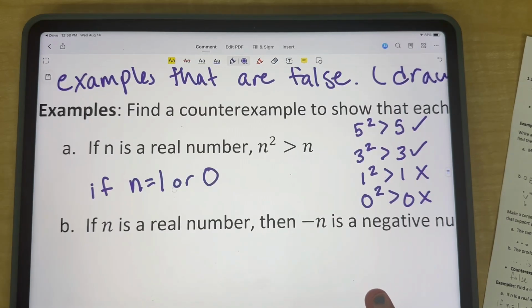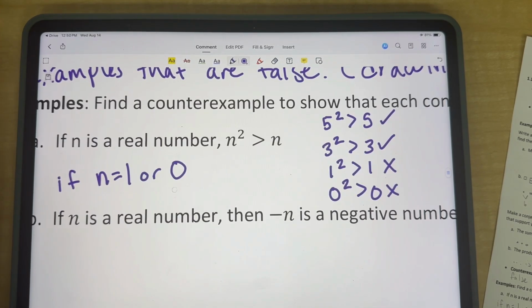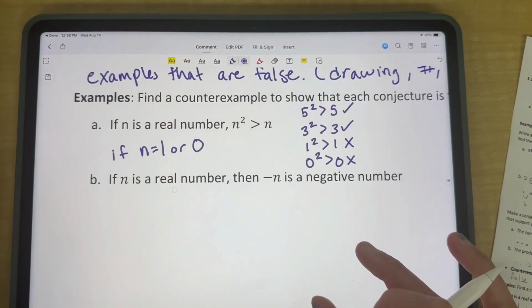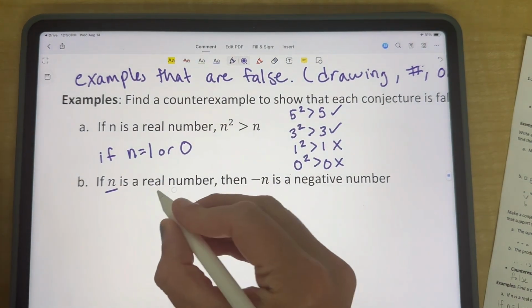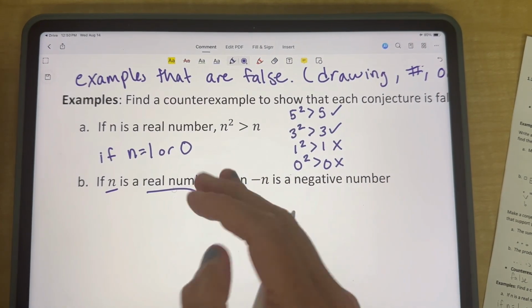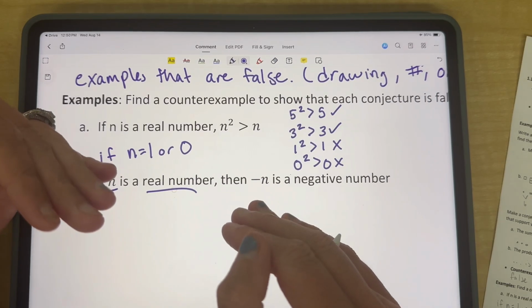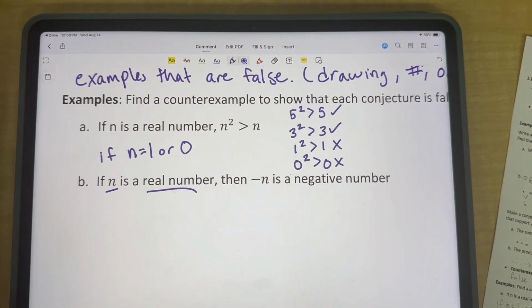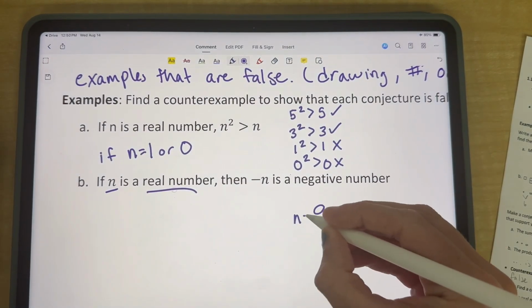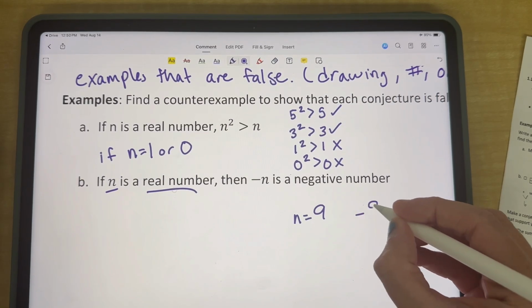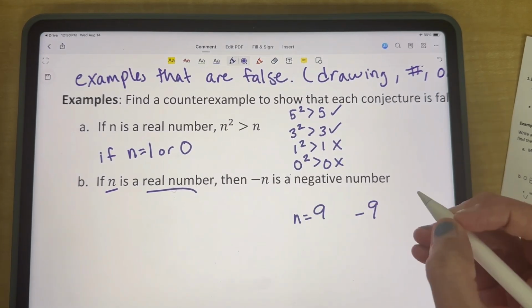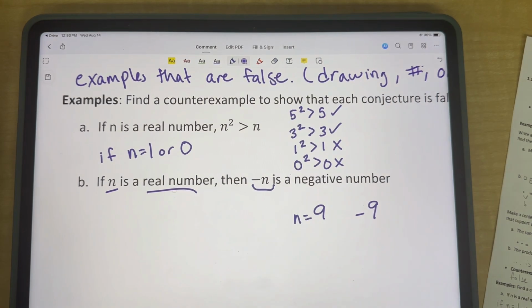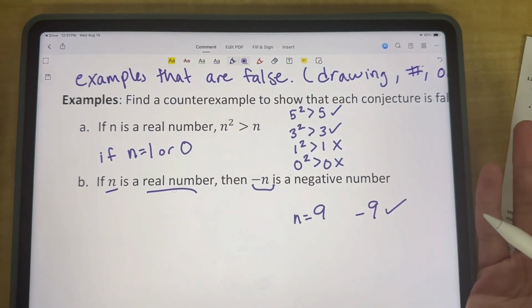Okay? B. If n is a real number, then negative n is a negative number. So this one's saying pick a whole number, that's positive, and plug that in for n. When you plug that in for n, negative n is going to be a negative number. There's only one counterexample for this. So pick any number. Let's do 9. N equals 9. Well, negative 9, right? Because you're going to plug it into this. All right, that's true. That's the right number. So that's not a counterexample. It becomes negative.